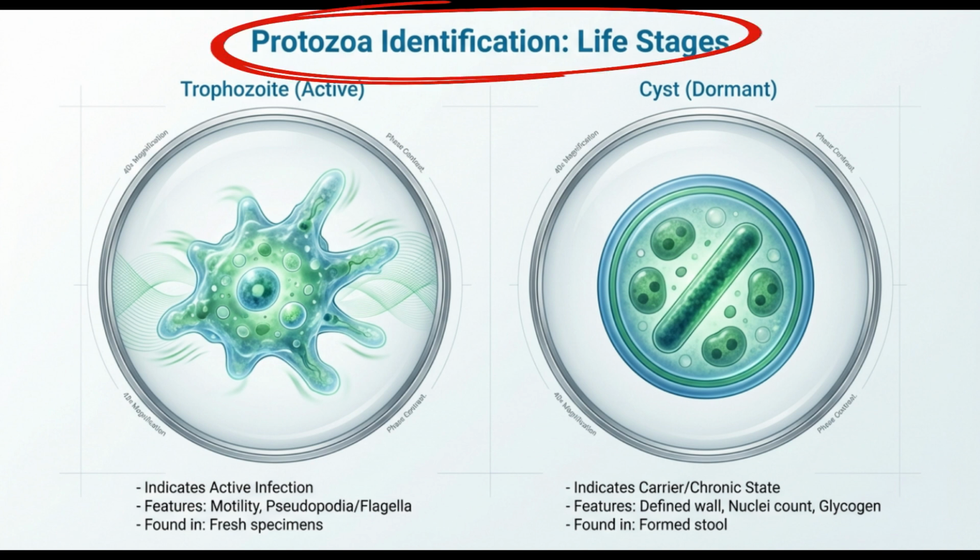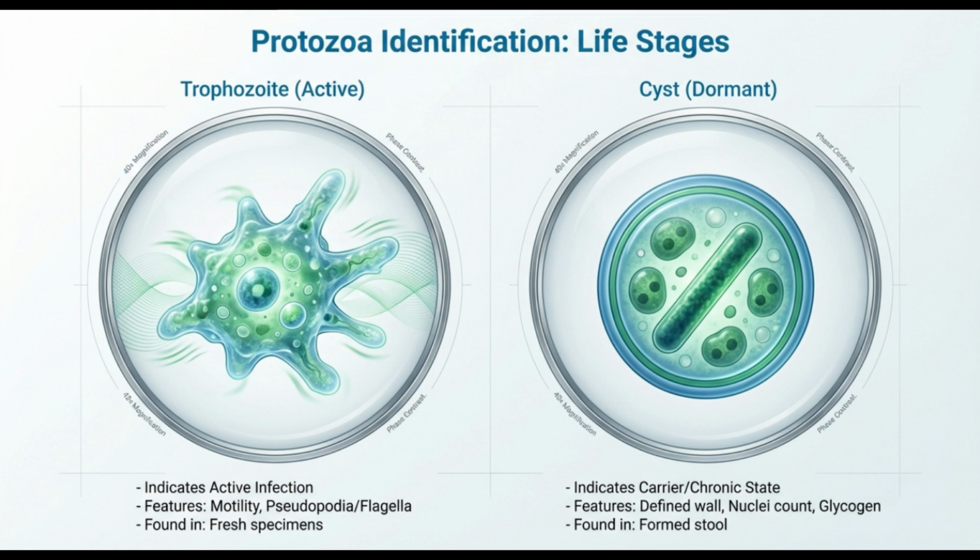When it comes to protozoa, we're on the hunt for two main life stages. On the left, you see the trophozoite. This is the active, motile, feeding stage.